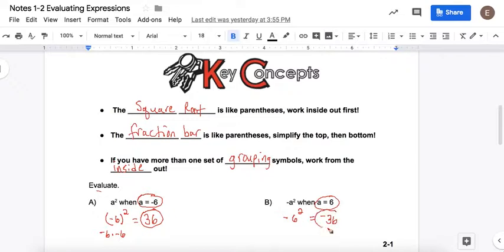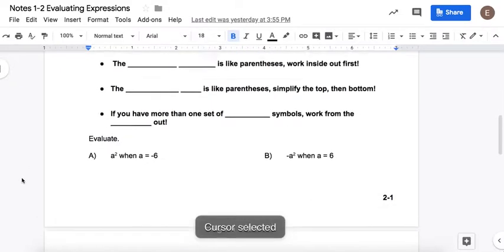So notice the difference. Here we were squaring a negative, and here we're squaring a positive and then multiplying it by -1. Therefore, it ends up negative. Now let's look at the examples on the back. So turn the page.